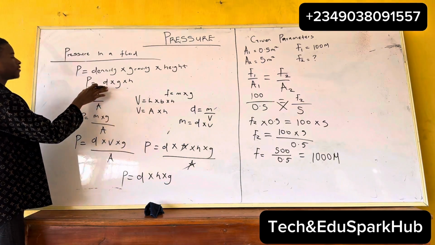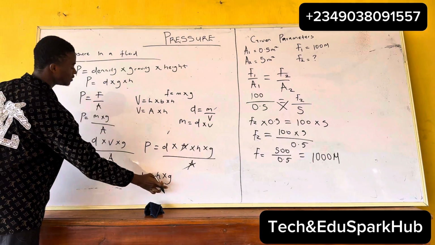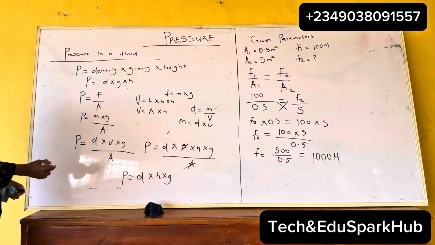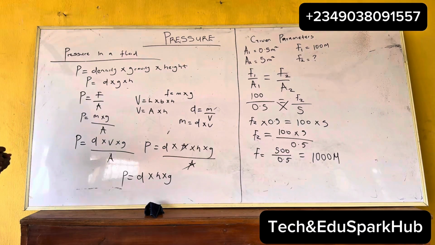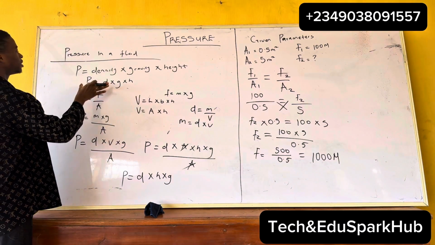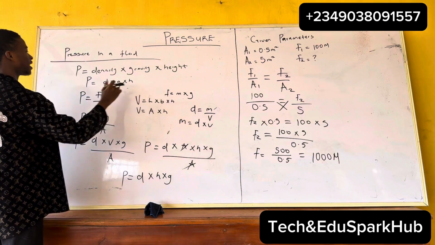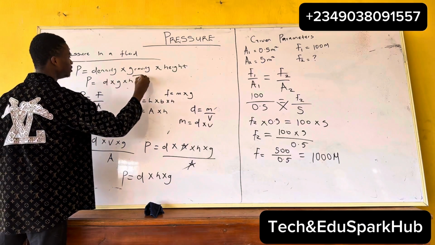And that is how we get the formula that we have initially, which is the density multiplied by the gravity multiplied by the height. So you don't need this derivation. I'm just deriving this formula so you won't be lost on how we derive the formula for pressure in a fluid, which is given as P equals the density times gravity times height. So this is the formula that you need.